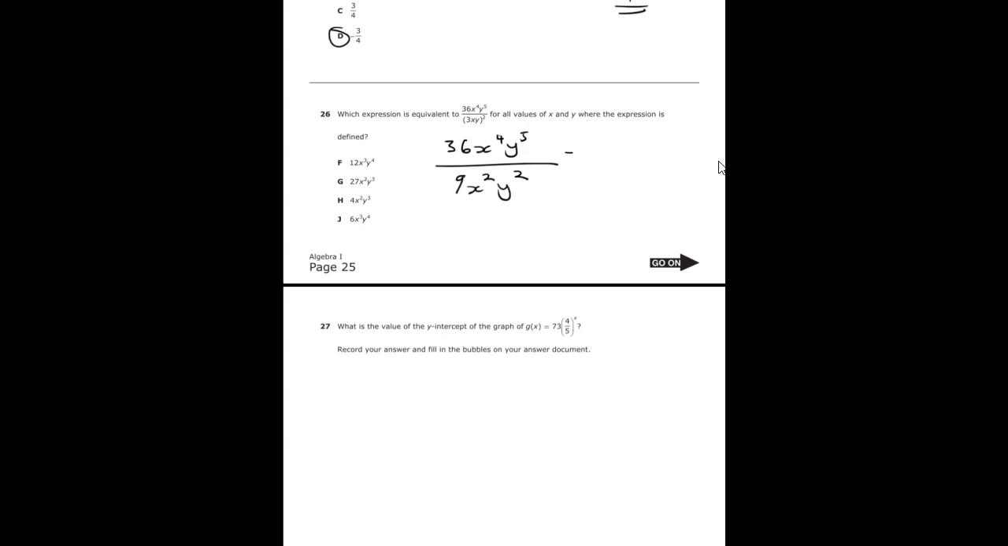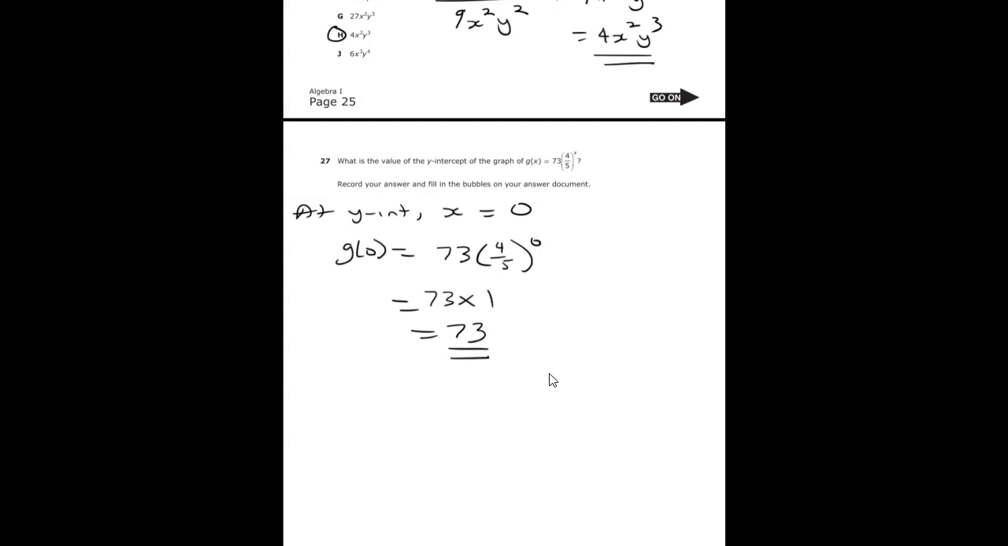And then 36 divided by 9 is 4. Whenever you're dividing exponents with the same base, all you have to do is subtract the exponents. And so this is what we're going to end up with. It's going to be 4x squared y cubed. So let's see what we have. That's going to be this one right here.